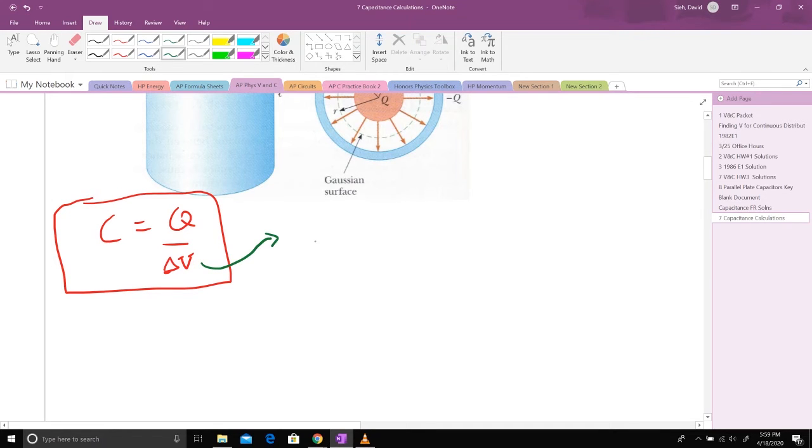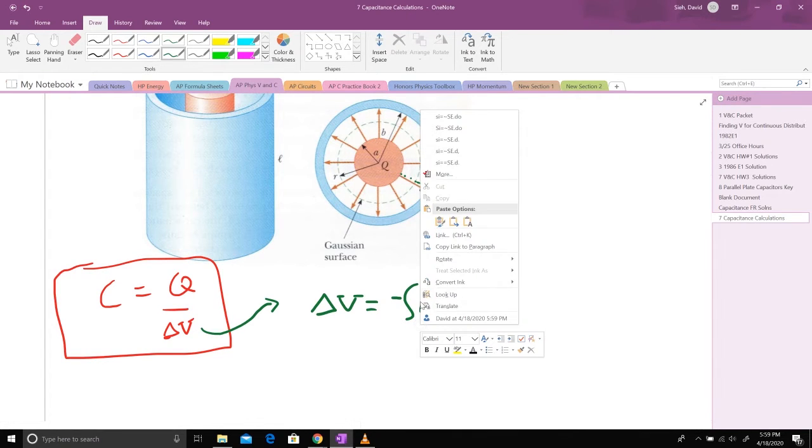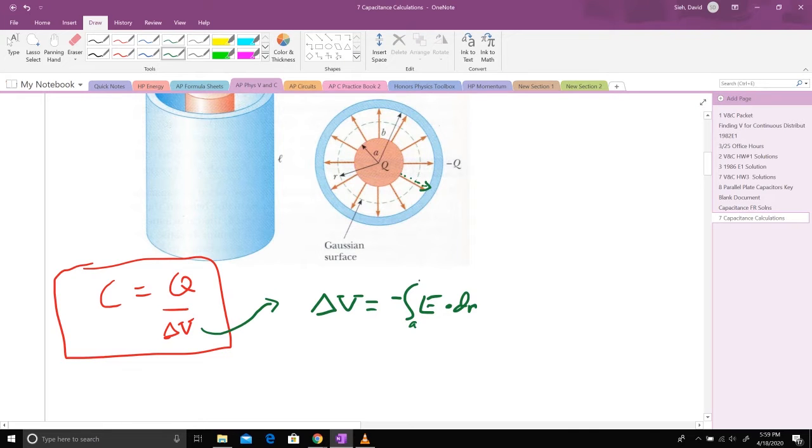To find delta V, we want to find the change in potential from one location to another. So we're going to use this path integral form of the voltage equation, negative integral E dot dr. We're going to apply it here along a path from one side of the capacitor to the other side of the capacitor. So our path is going to be going from r equals little a to r equals little b. So I'm going to put those bounds on there, from a to b.